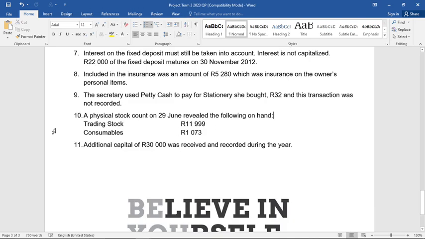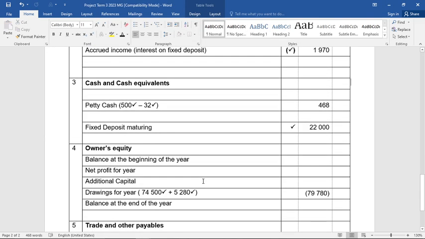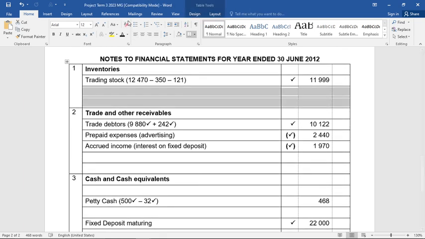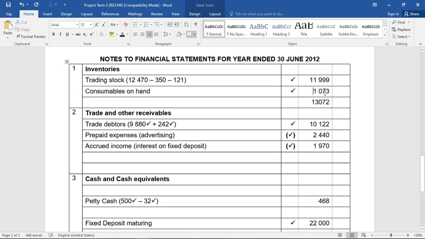The other half of this adjustment says that 1073 of consumables was on hand still. In other words, we haven't used it. It's still sealed and unopened. So we should know pretty much standard is that inventories has a second line called consumable stores on hand. There it is. It arrives, you put your 1073 underneath your trading stock, and you can total your note number 1 in this case.